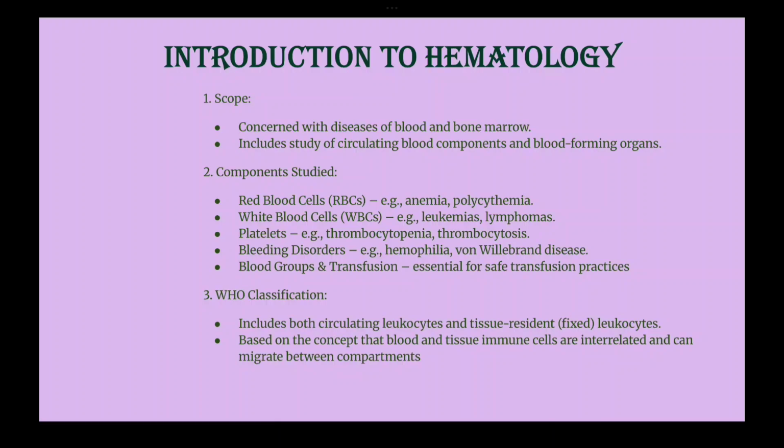The WHO, the World Health Organization, classified hematology based on both circulating leukocytes and tissue-resident leukocytes, wherein the leukocytes are either circulating in the body or are tissue-resident, where the blood components are inside the tissues and causing diseases. This is based on the concept that blood and tissue immune cells are interrelated and can migrate between the compartments. So these leukocytes can migrate inside the blood or the tissue and cause diseases. We'll be studying about them as well in hematology.